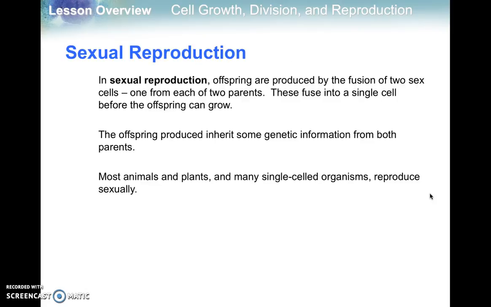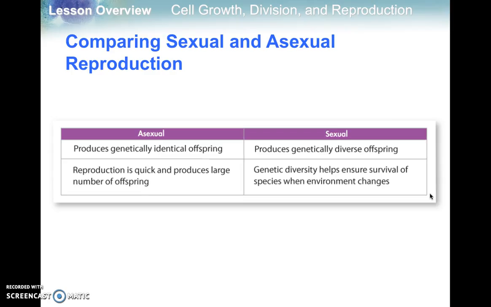In sexual reproduction, you have offspring from 2 parents that fuse 2 sex cells together to form 1 single-celled offspring that can grow and differentiate. Some of the genetic information comes from each parent, and most animals and plants and many single-celled organisms reproduce sexually.